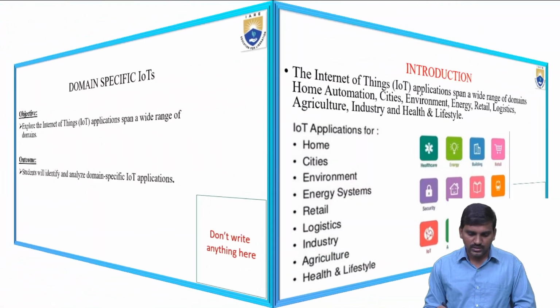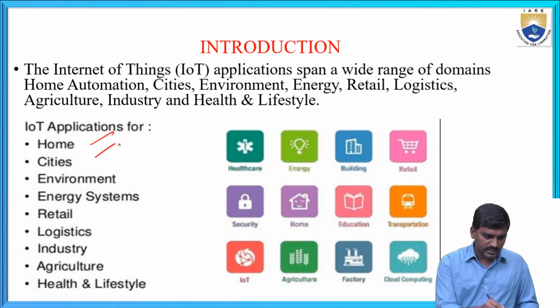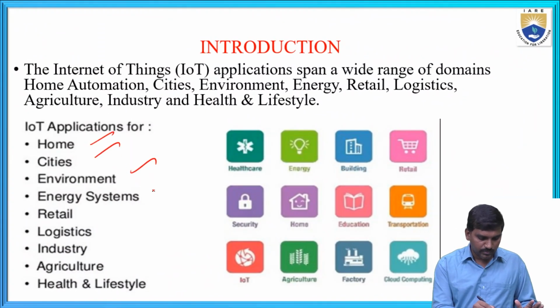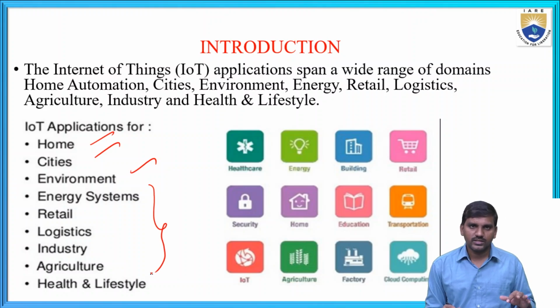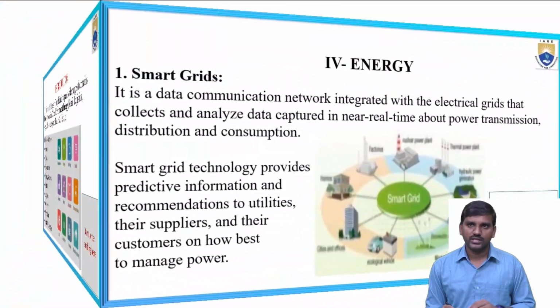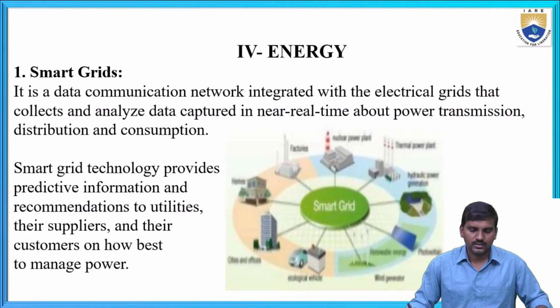Next, home, cities, and environment are completed. The remaining six domains are energy systems, retail, logistics, industry, agriculture, health and lifestyle. These six remaining domains are pending. So let's continue with the fourth one, that is energy.